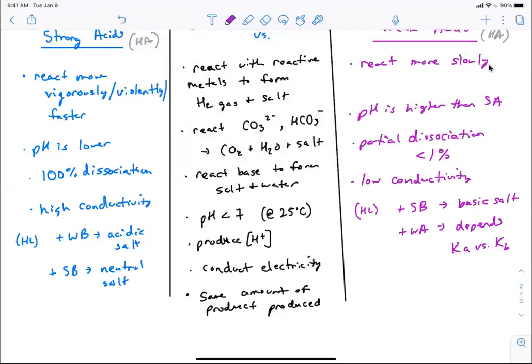Versus the Ka versus Kb of each thing. Whichever one's greater, that's the one that dictates whether it's going to be a basic or acidic or neutral salt. If the Ka and the Kb are the same, then it'll be neutral. If Ka is greater, then it'll be acidic. If Kb is greater, then it's going to be basic.